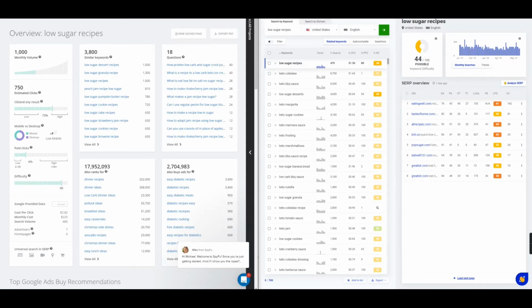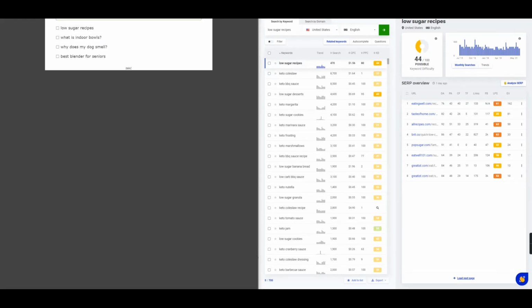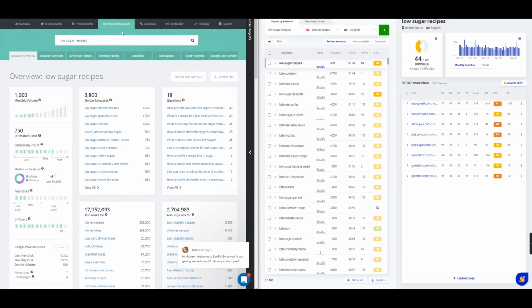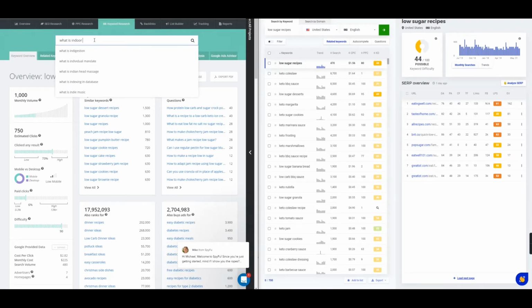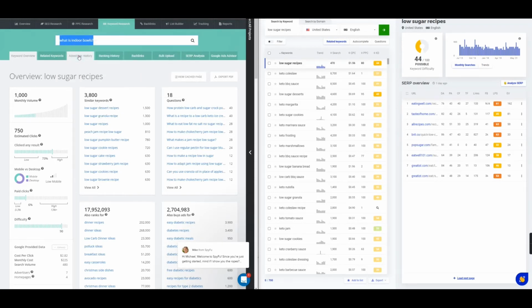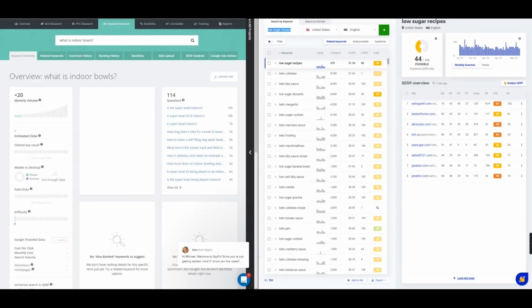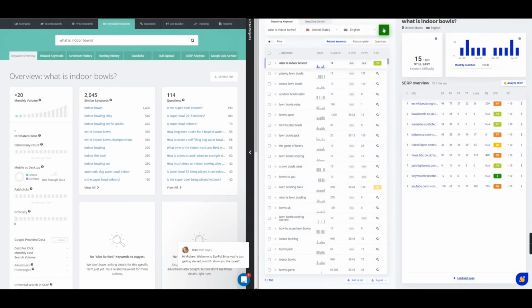Okay, so now let's go on to the next one. What is indoor bowls? Now I did this one on purpose because this one is quite a hard one, because it's quite a niche subject. So I kind of chose this on purpose, thinking it would be quite a hard thing when you're searching in America for something which is more UK based and quite obscure. So I just want to see if the tool has a depth of information.